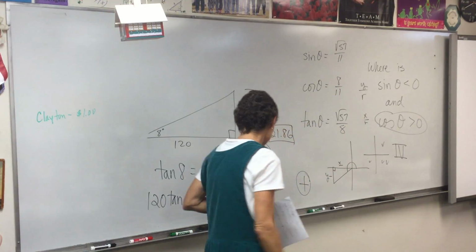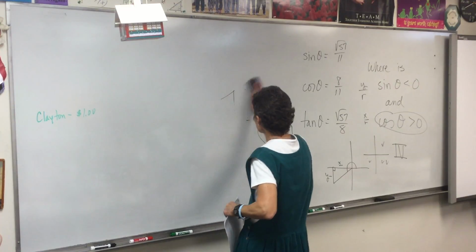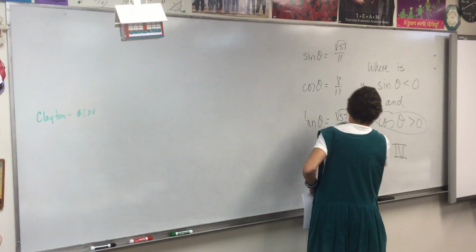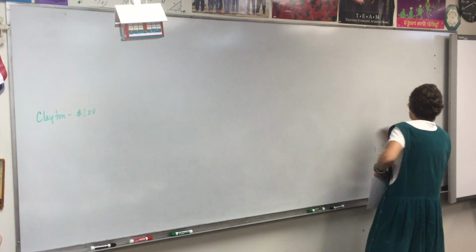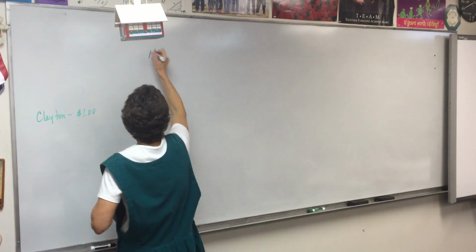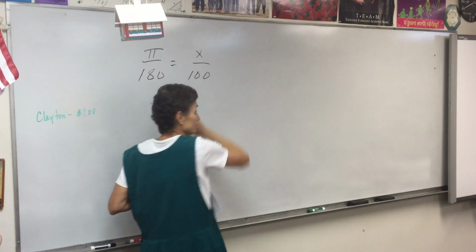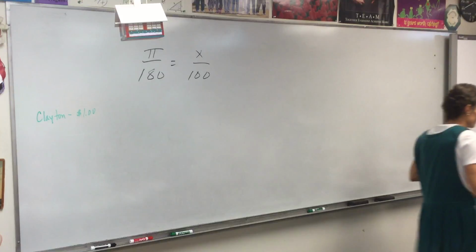Someone say it. Someone help. What's our strategy? How do we change 100 degrees into radians? There you go. Very good. Pi over 180 equals something over 100. Is that okay with everybody?